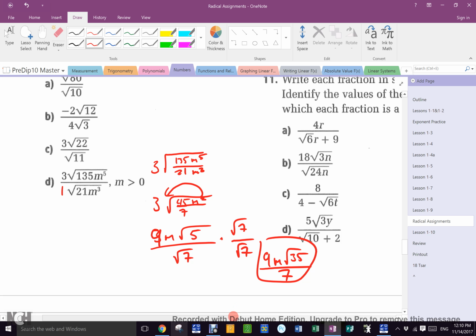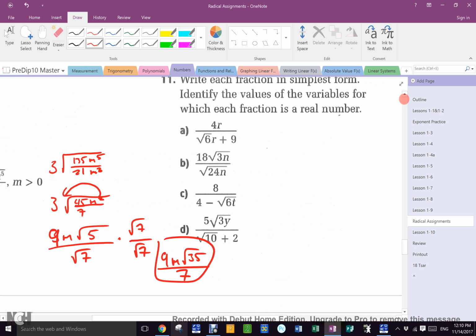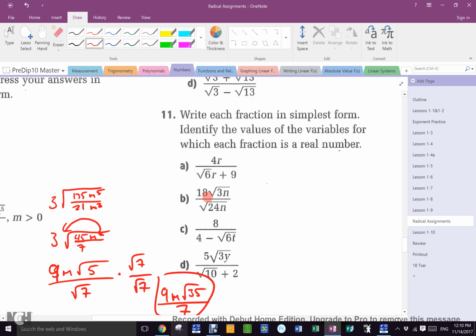Also for 11, can you explain what identify the values of the variables for which each fraction is a real number? I didn't get that. Well, that's exactly what I was talking about right here. For this to be a real number, which we have talked about, nothing down there can be 0, can it? So the root of 6r plus 9 cannot equal 0, yes?